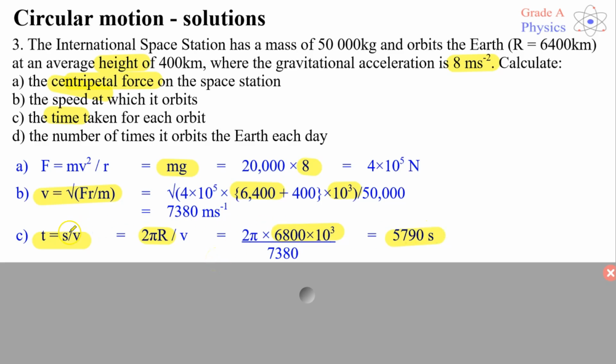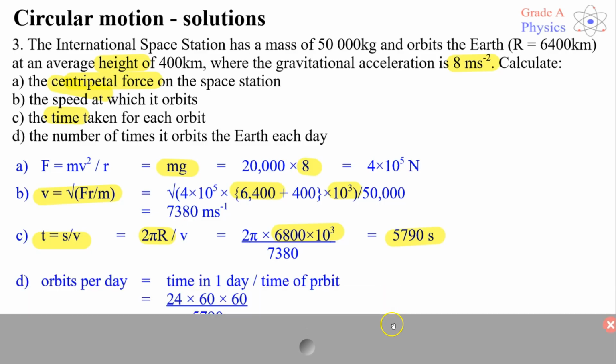Exam tip here, as always, show all your working out, because if you made a mistake in part B, let's say you forgot to add on 400, so you got the wrong answer. If you showed all your working out, then you should get full marks for a wrong answer.